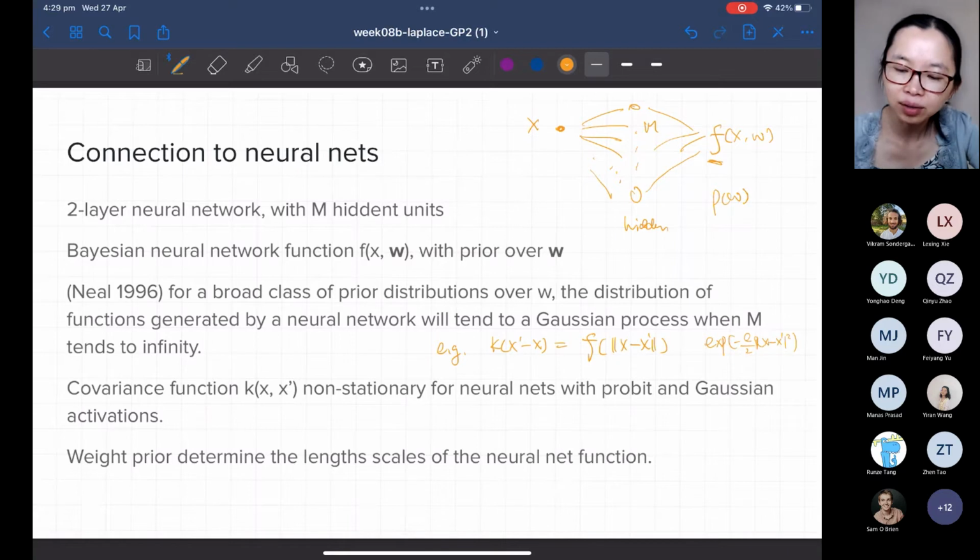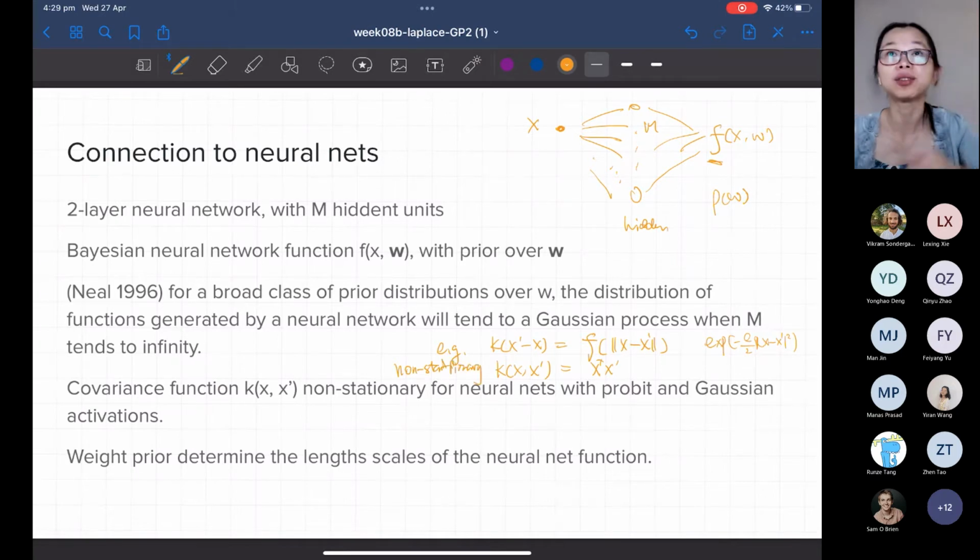But what is a non-stationary kernel that we often see? For example, the inner product kernel is one of them. I'm not saying in the limit it is that, but when we try to visualize or think about a non-stationary kernel, this is the simplest example.